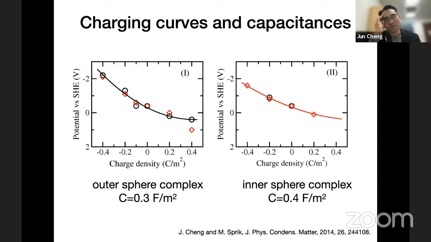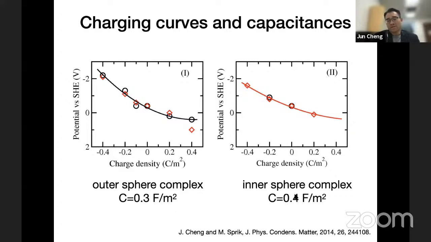I will skip the structure just to show you the charging curve we calculate. We control the surface charge density by adding a certain number of protons or removing a certain number of protons on the surface so that we can charge the surface. And then we calculate the electrode potential. So that will give us this charging curve. The slope will directly give us the capacitance of the double layer, the dielectric response of the interface of water.